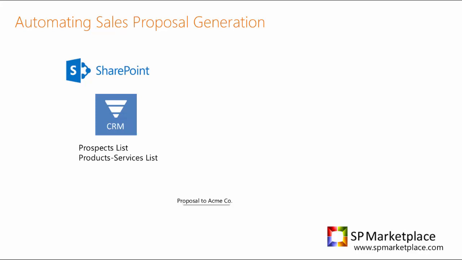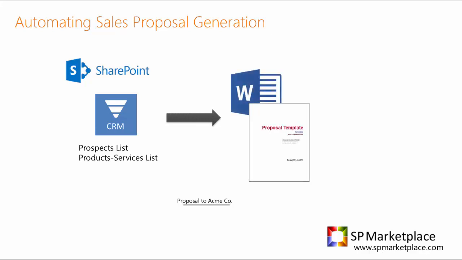The salesman has gotten the account to the point where they need to generate a proposal. So what they can do is actually use that SharePoint data and a proposal template in Word to automatically generate Acme's proposal. Let's take a look at a demonstration on how this works.